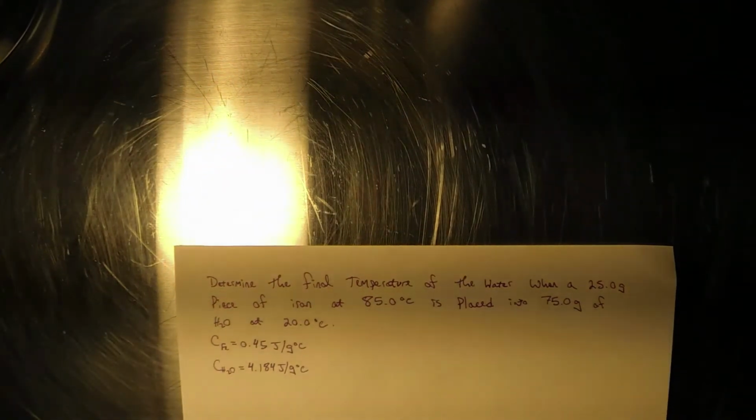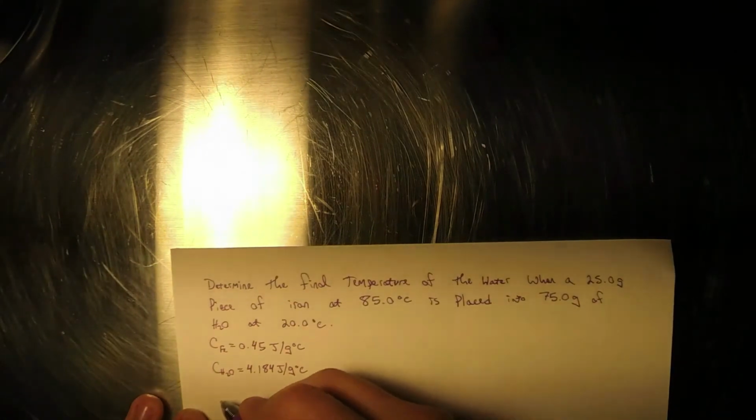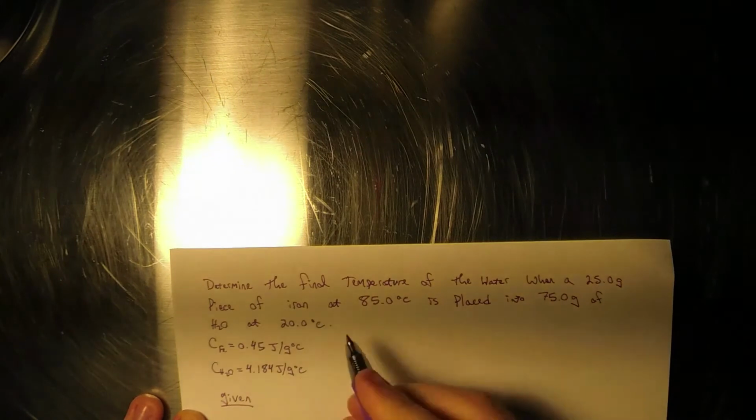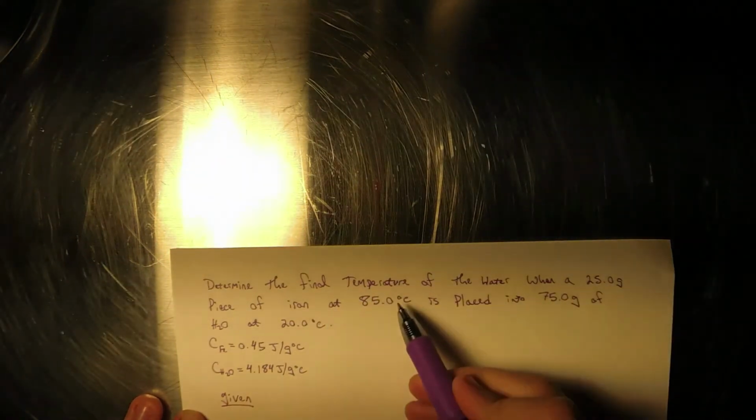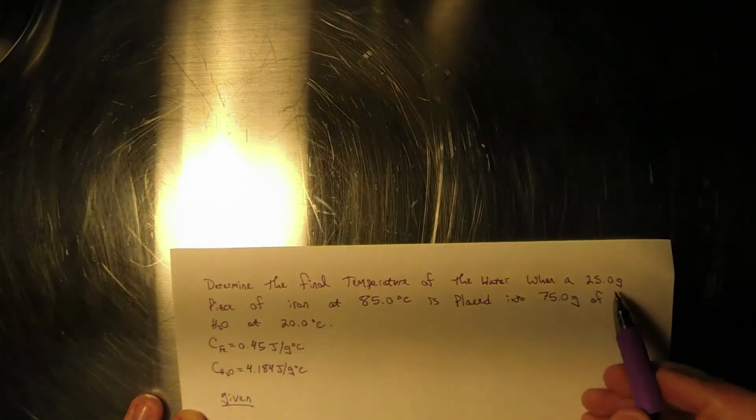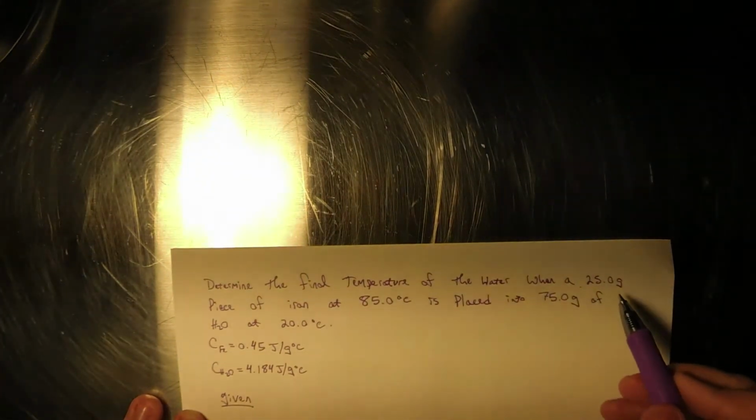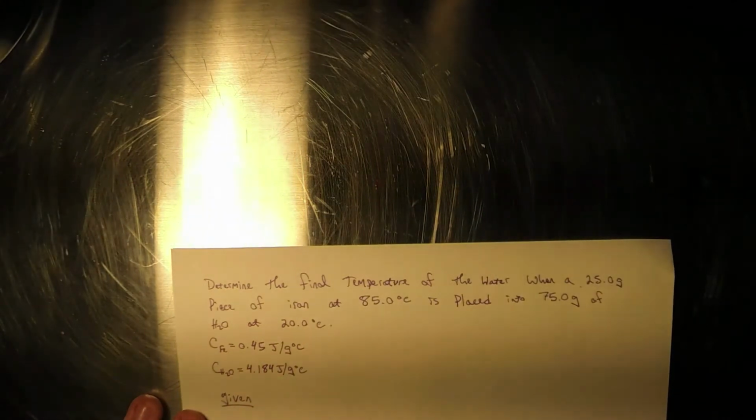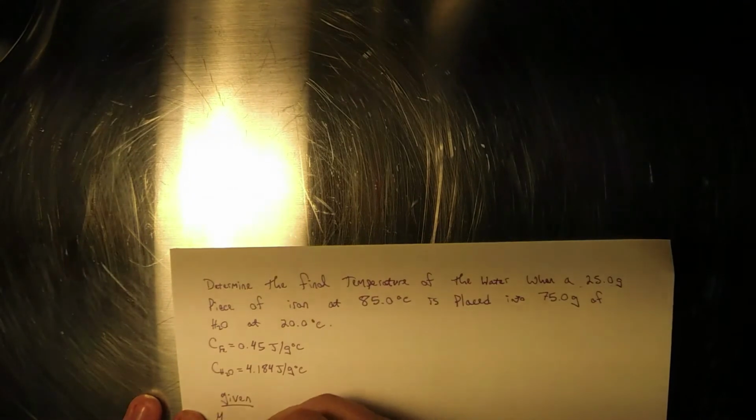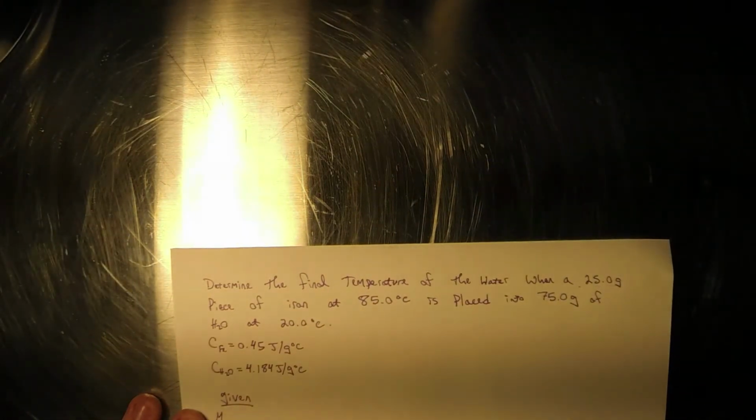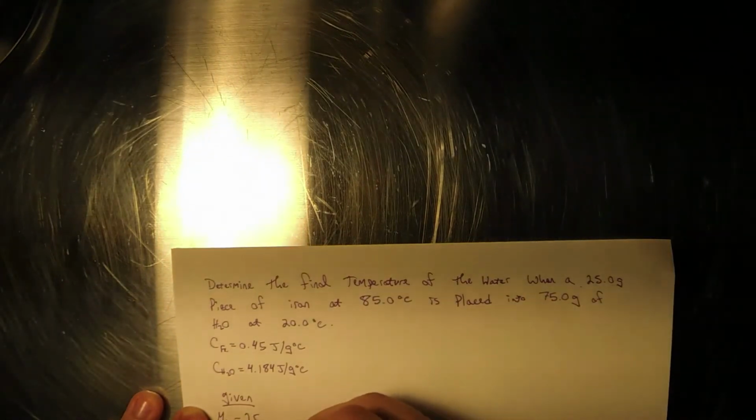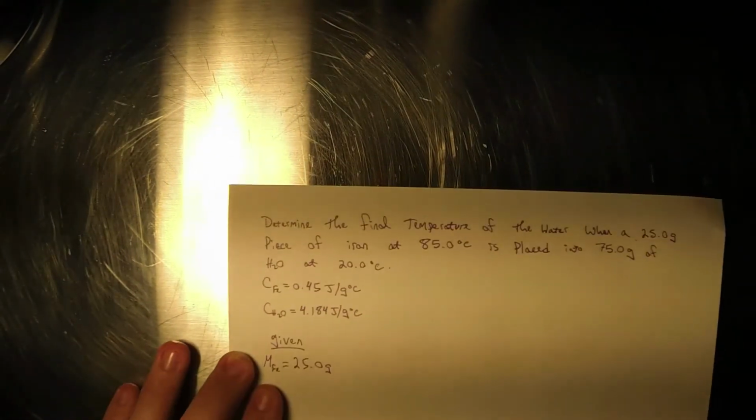Anyways, so the first thing, let's list what we're given. So just write given here. We're given a mass of the metal. So M sub iron, I'll denote iron as Fe, equals 25.0 grams. So hopefully you can see that.